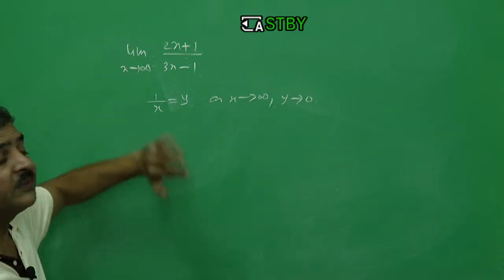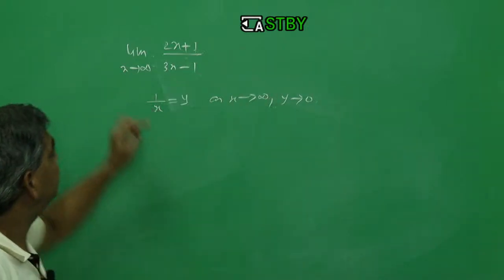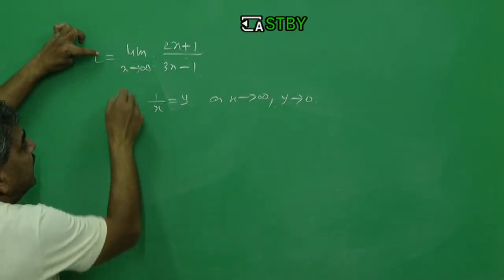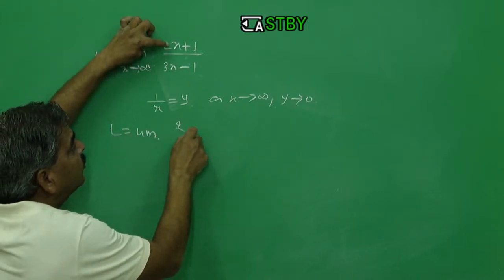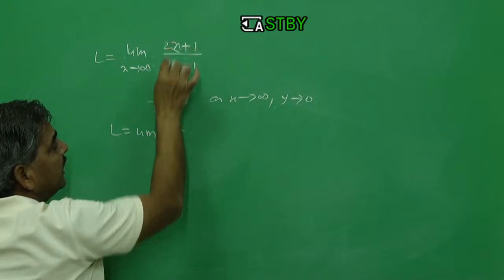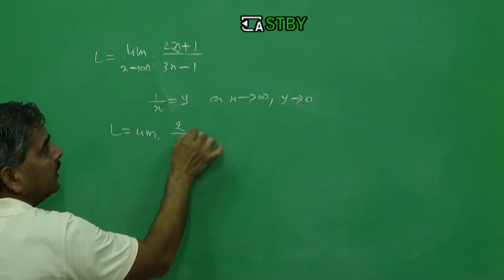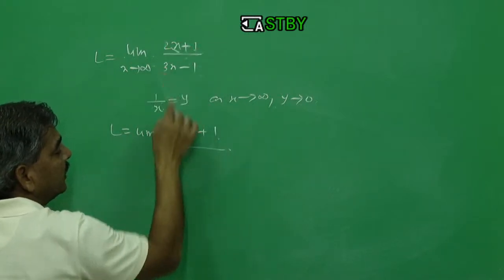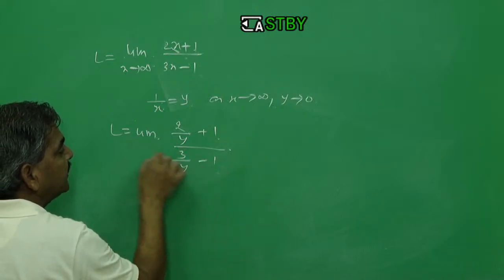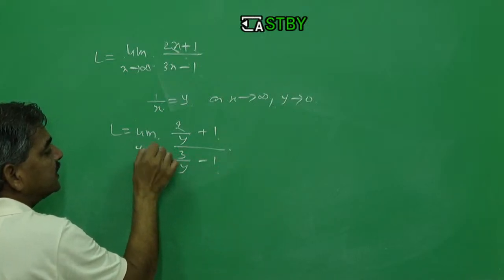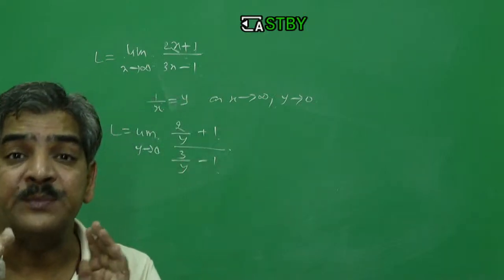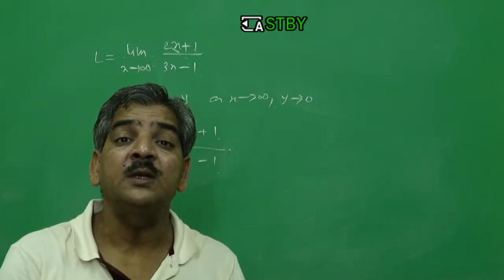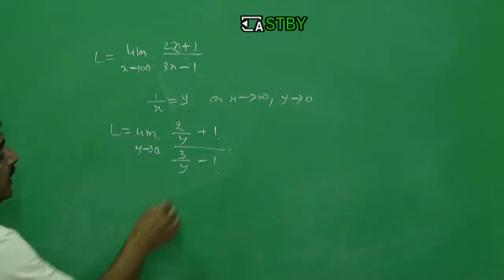Okay, transfer the variable from limit. So name this limit as L is equal to limit of, क्या मिलेगा? 2 times, transfer the variable x is equal to 1 upon y, plus 1 whole upon 3 upon y minus 1, y tends to 0. Okay, this is known as substitution. मैंने substitution किया.